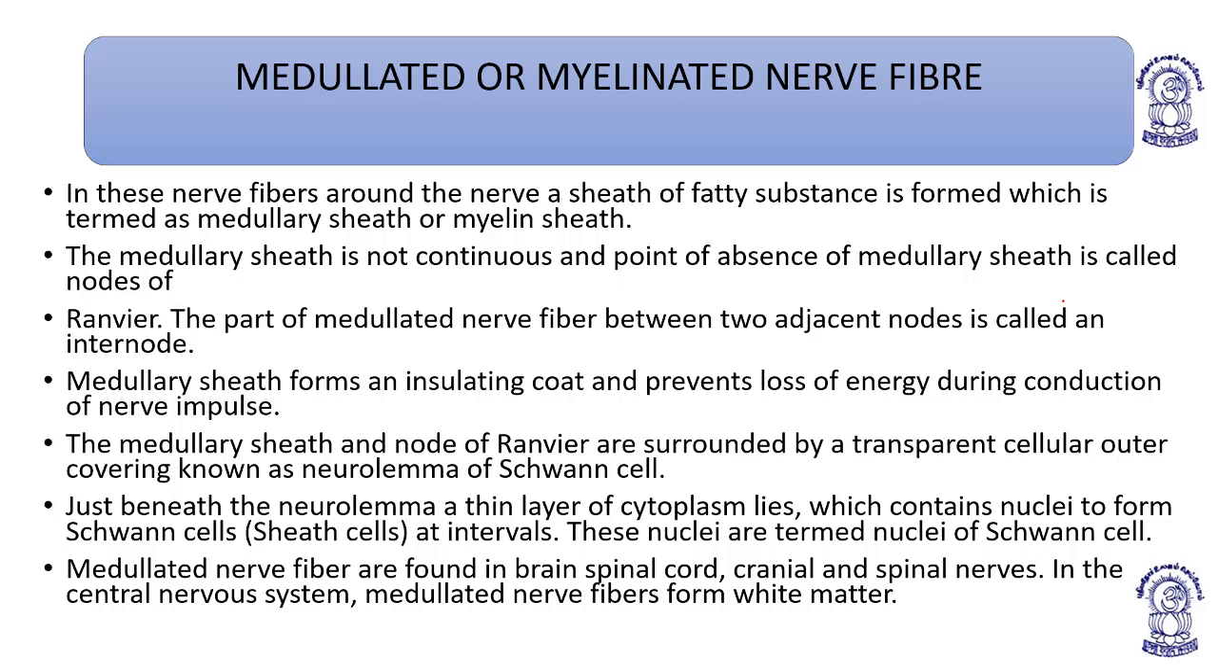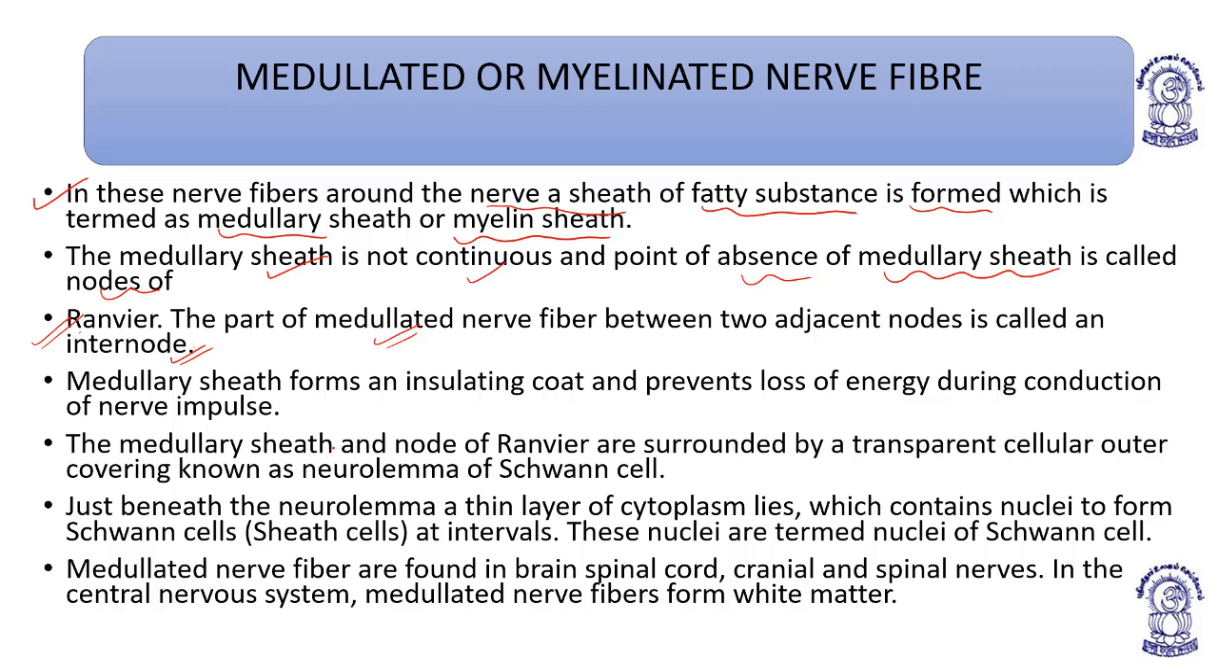Now, medullated or myelinated nerve fibers. In these nerve fibers, around the nerve sheath, a fatty substance is formed which is called the medullary sheath or myelin sheath. Understood? The medullary sheath is not continuous, and the point of absence of the medullary sheath is known as what? Node of Ranvier. The part of the medullated nerve fiber between two adjacent nodes of Ranvier is known as what? Internode.